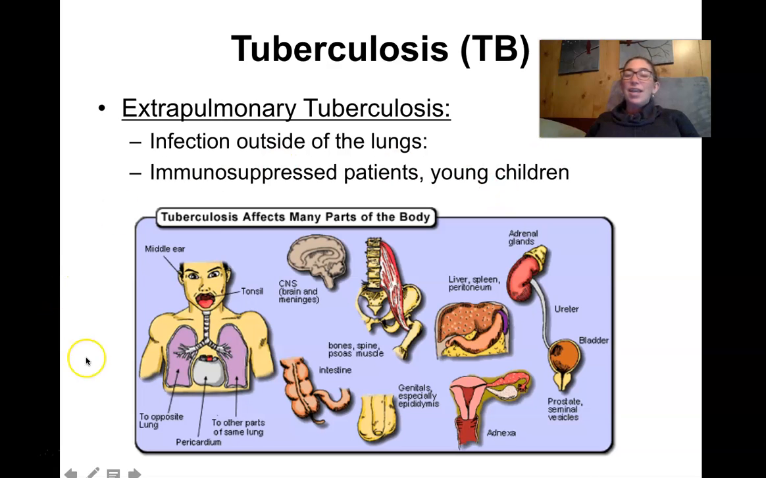So again, like 85% of the time, it's an infection in the lungs and the respiratory tract. But there are rare cases where you can have tuberculosis of the intestines, or tuberculosis of the ovaries, or tuberculosis of the kidneys and the bladder.